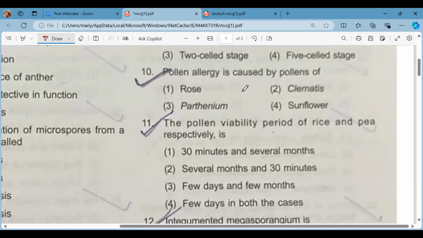Pollen allergy is caused by pollens of Parthenium. Very good. What is the common name of Parthenium? Carrot grass. This particular plant came along with wheat when wheat was imported in India. So along with wheat, Parthenium also came, and that became actually very detrimental to many people.